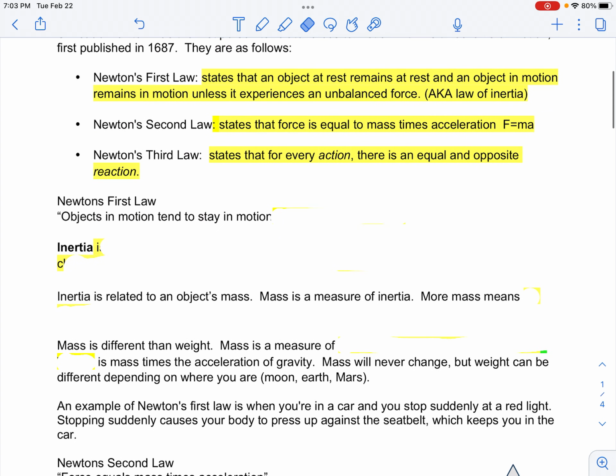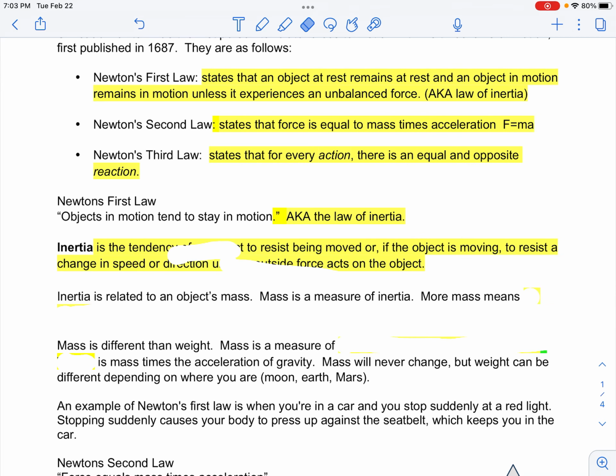So let's look at the first law. Objects in motion tend to stay in motion. We call this the law of inertia. And I think you probably saw it up there, but inertia is the tendency of an object to resist being moved, or if it's already moving, to resist a change in speed or direction until an outside force acts on that object.